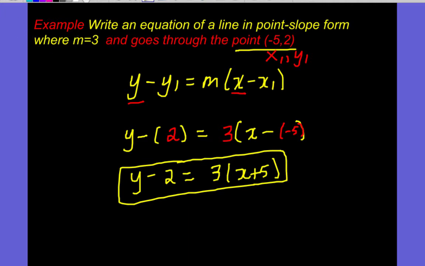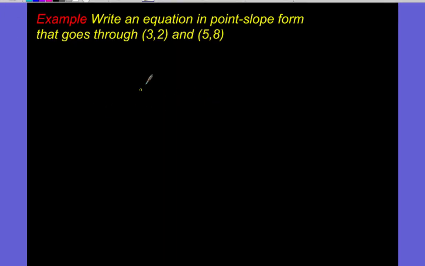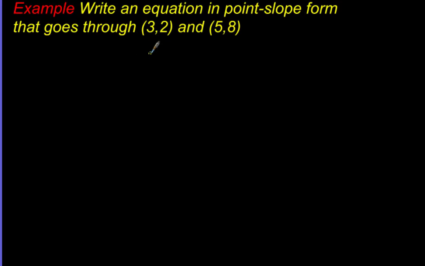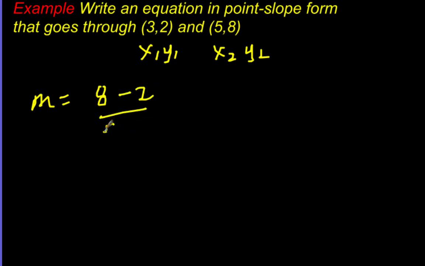Let's look at one more example now, where you just have two ordered pairs. So now they're going to make us work a little. We have x1, y1, x2, y2. So first I need my slope. If I'm going to use point slope form, I need a point and I need the slope. So I'm going to have 8 minus 2 over 5 minus 3. So that becomes 6 over 2, with a slope of 3.